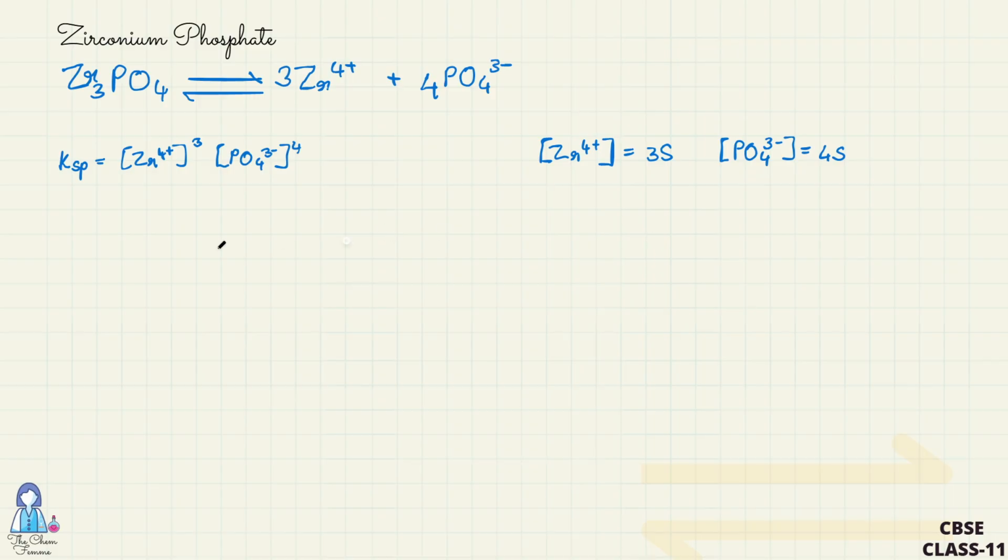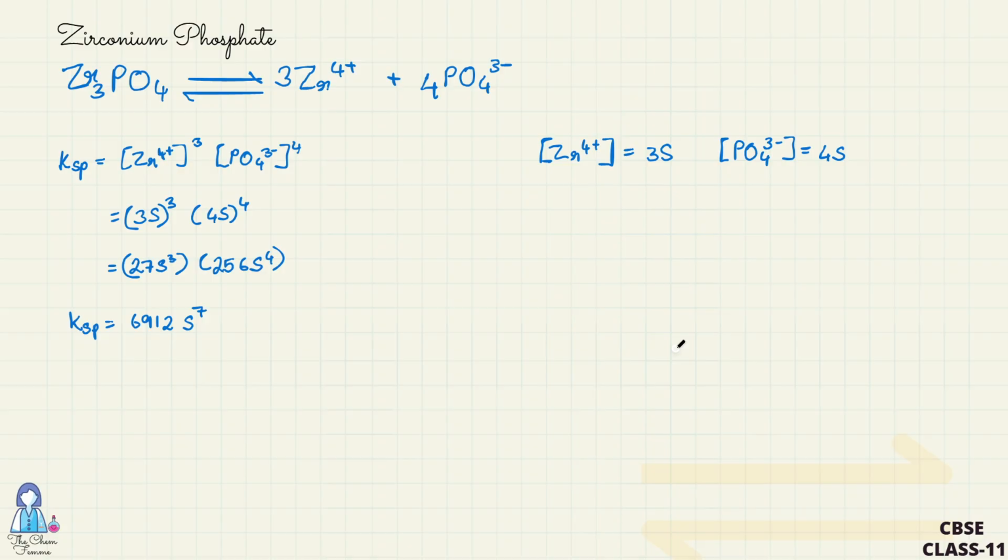So what we'll do is substitute this directly into our equation. So you get (3S)^3 into (4S)^4, because the concentration of Zr4+ is equal to 3S, and then phosphate is 4S. And I like showing you the math. So you get 27 S^3 times 256 S^4. And then you end up with this particular value, which is Ksp equals 6912 S^7.